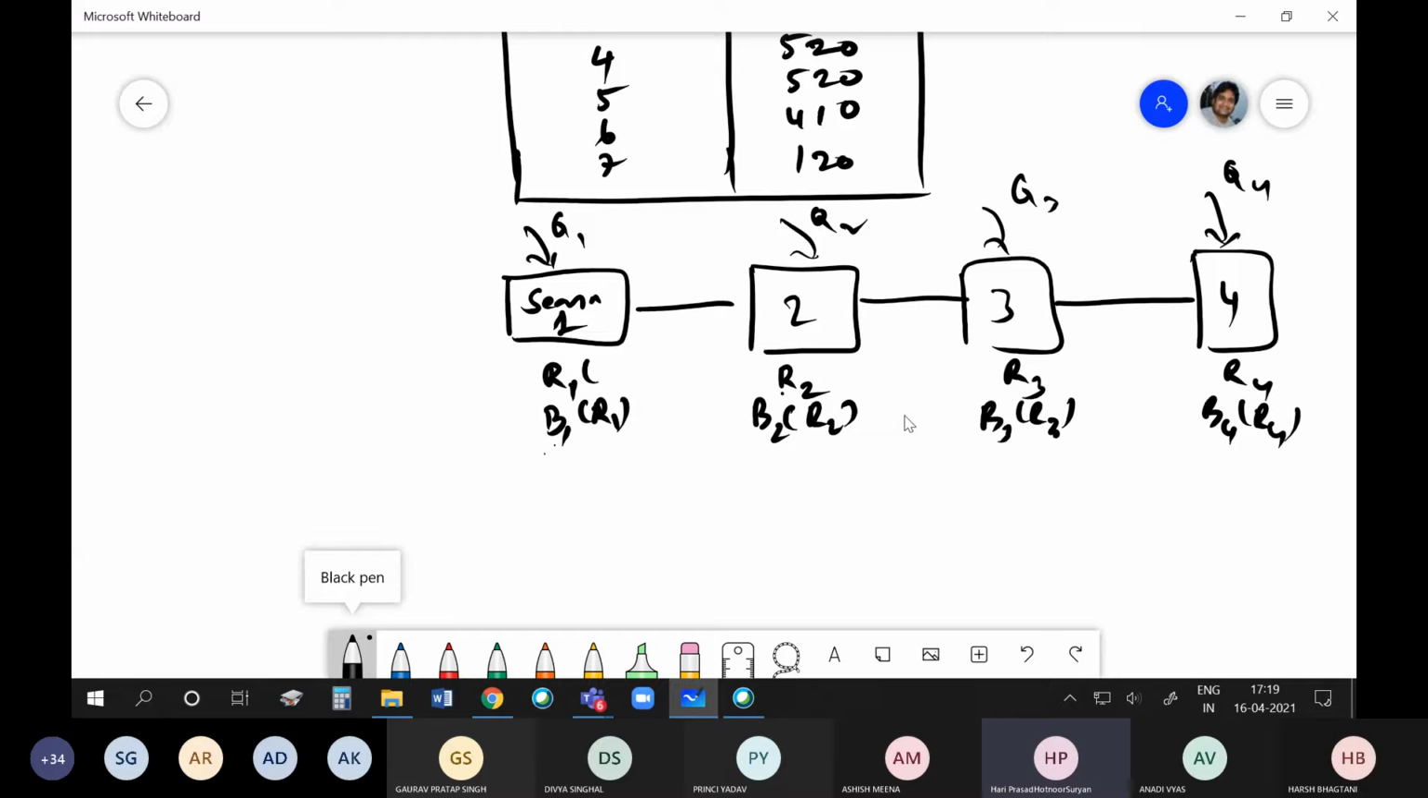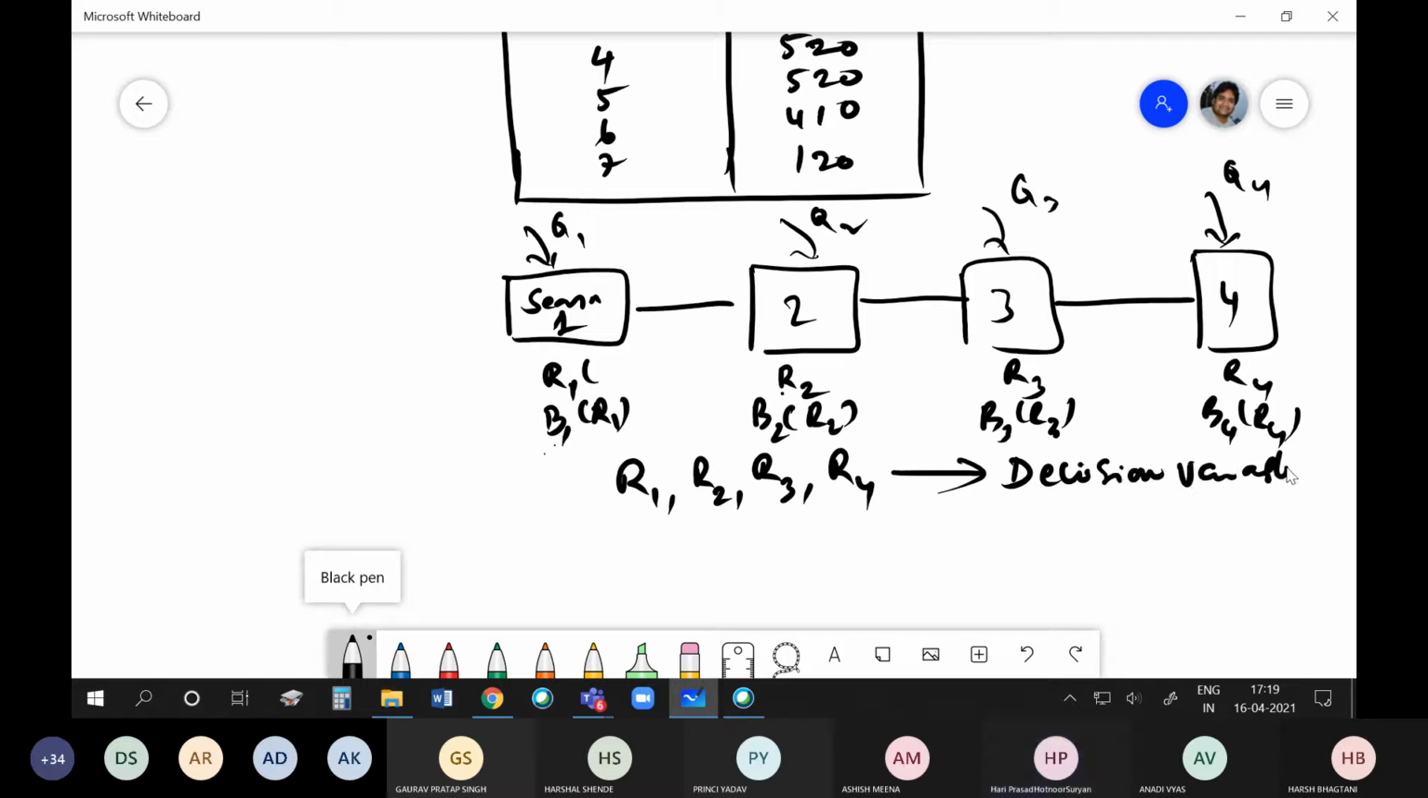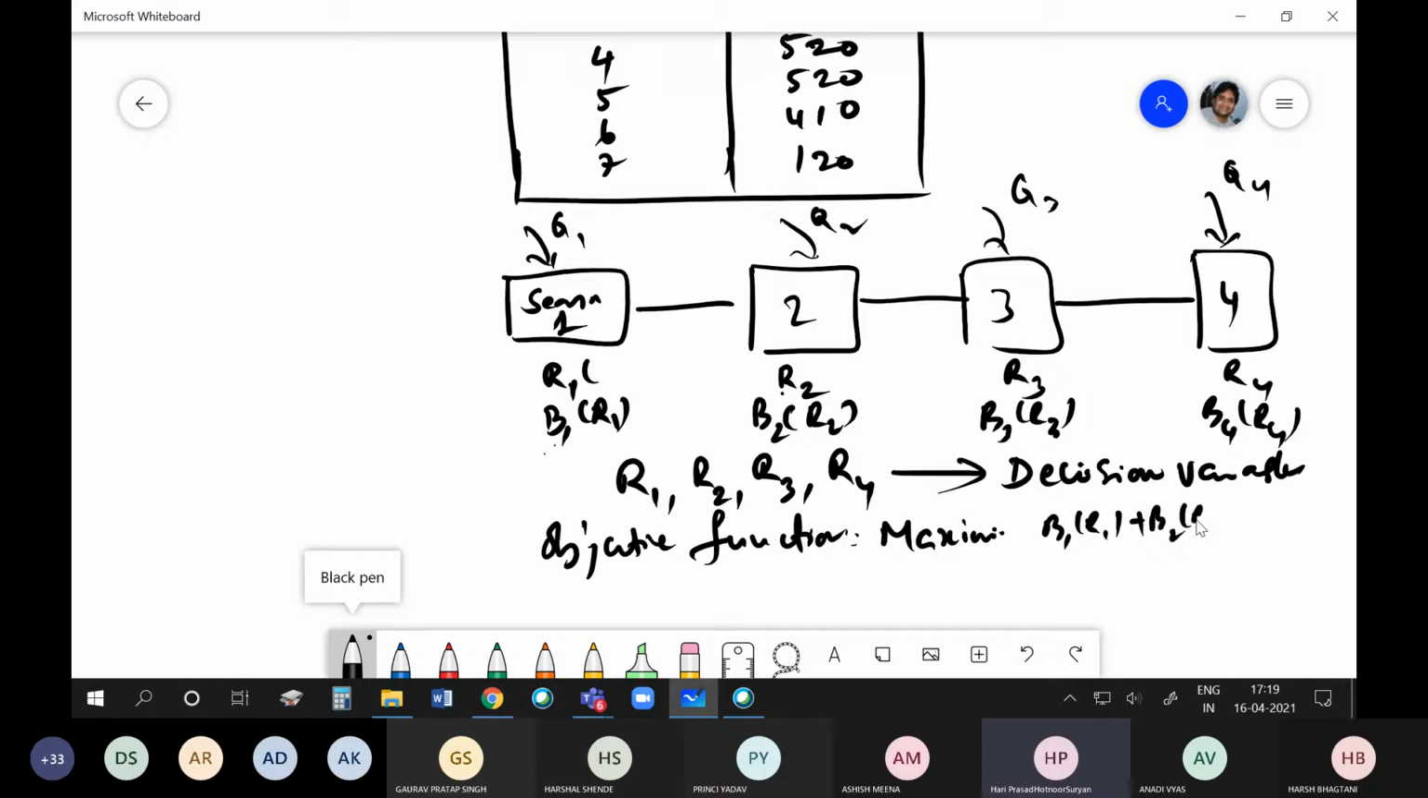R1, R2, R3, R4 are the decision variables. That means what should be the optimal releases in these 4 seasons. These are the decision variables which I have to come out with. And what is the objective function? Maximize B1 of R1 plus B2 of R2 plus B3 of R3 plus B4 of R4. So basically this is my problem statement.